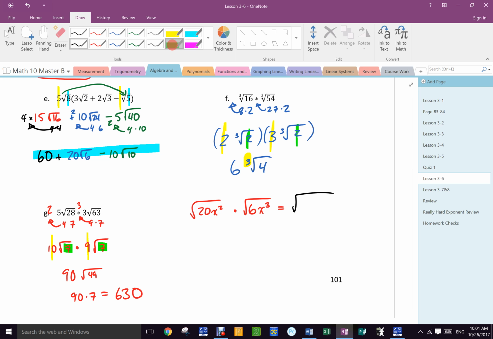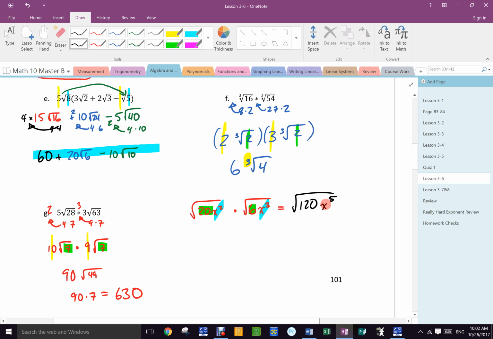What do I do with the radicands? What do I do with 20 and 6? Multiply to get what? 120. What do I do with the rest of the radicand? Multiply. So what do I get? X to the what? 6th? No, 5. X to the 5th. Why 5th? Because we remember our exponent laws that we're not allowed to forget, and we apply them here. Now, could we simplify that?